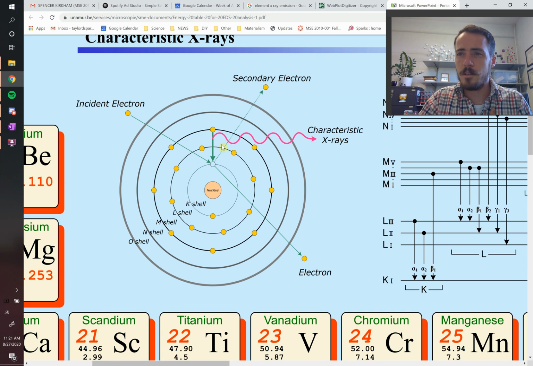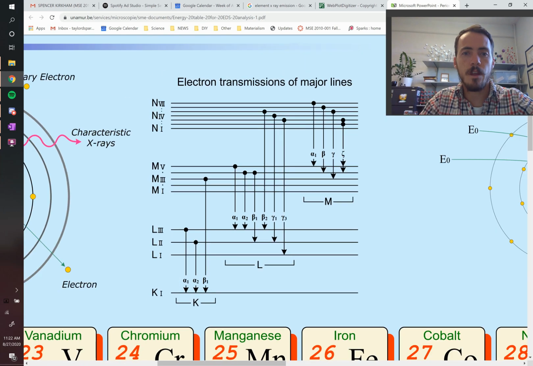But since energy is conserved, as they fall down in energy, they have to give off x-rays equal to this energy distance. That makes sense? And so if you fall from here to there, you're going to have a different energy than falling from here to there. So all these transitions happen. It's not like only one can happen. They're all happening at the same time. And so what you end up with is lots of different transitions possible.